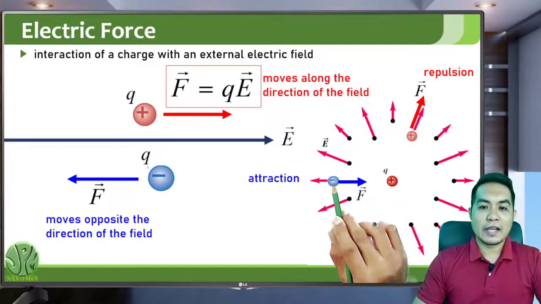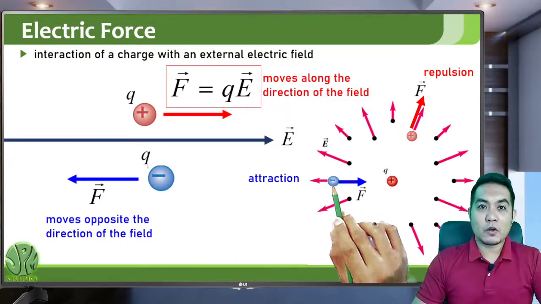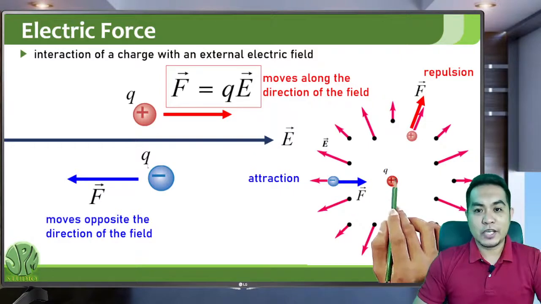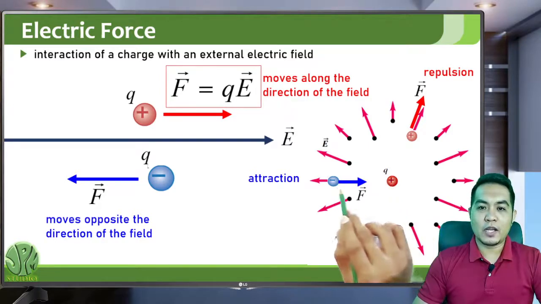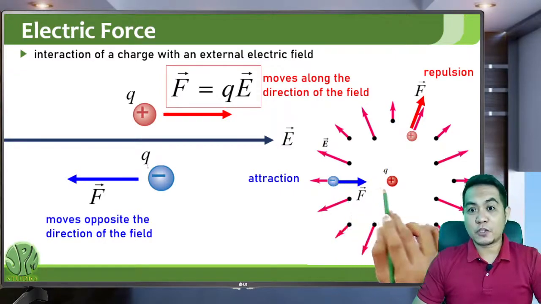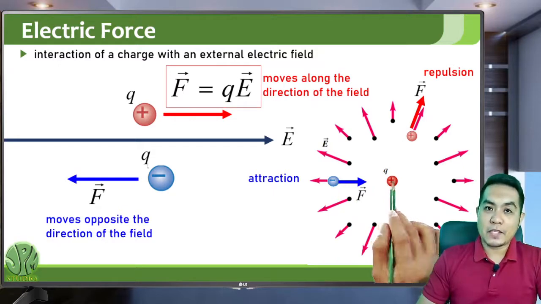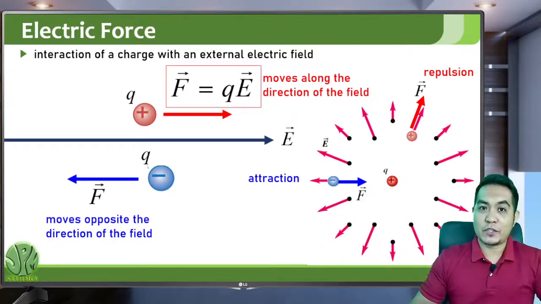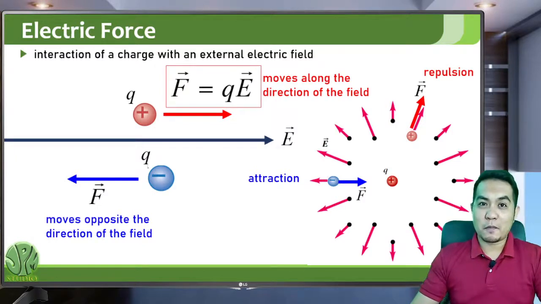But this negative charge again has its own electric field, meaning it will also exert a force on this charge here. And the force is actually mutual. They have the same magnitude but opposite in direction. So this positive charge Q here will pull the negative charge toward itself, and the negative charge will also pull the positive charge towards itself by virtue of Newton's third law of motion. For every action, there's always an equal and opposite reaction.